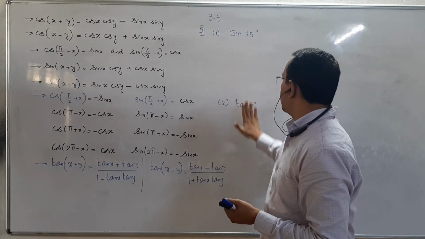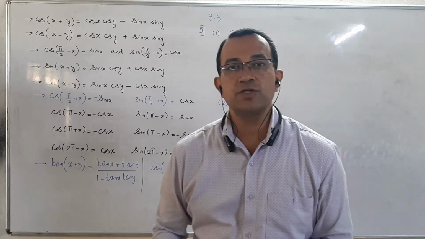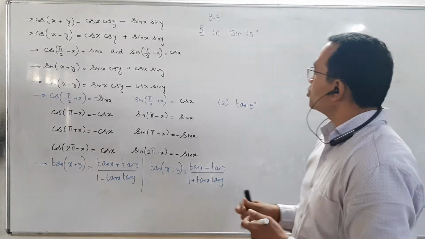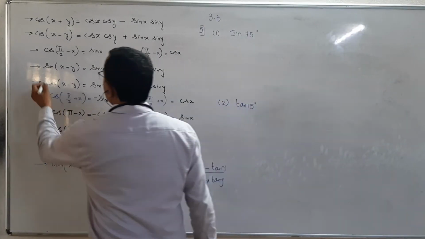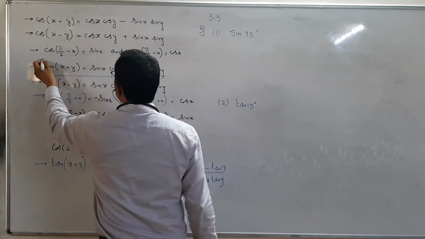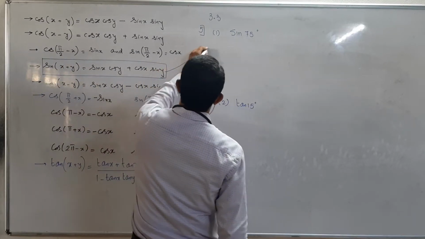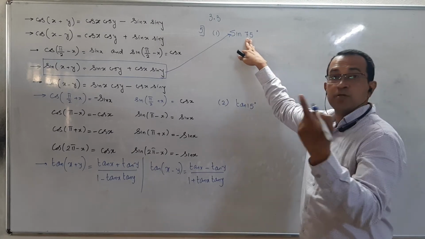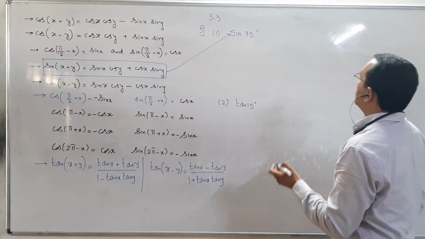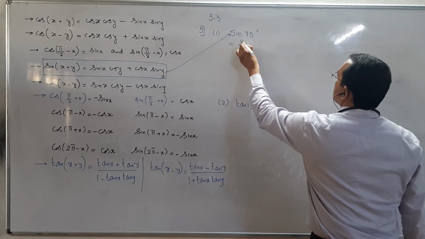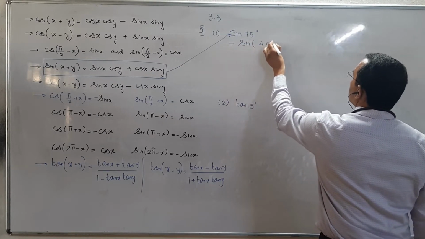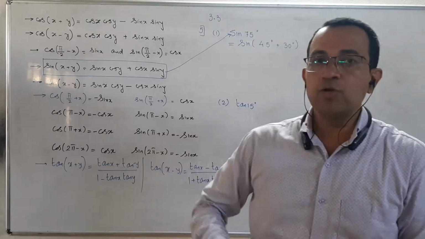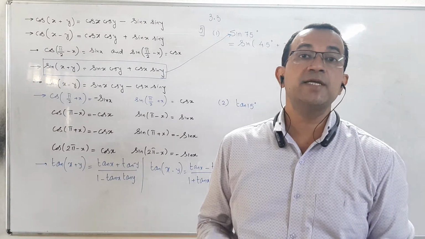Sine of 75 degree and tan of 15 degree, these two values, students, you don't know directly from the table. So if I am supposed to use this formula, I should express 75 in terms of some known values from the table, and the answer is very simple. This is written as sine of 45 degree plus 30. And from the table, we know the values of sine and cos for 45 and 30 degrees.